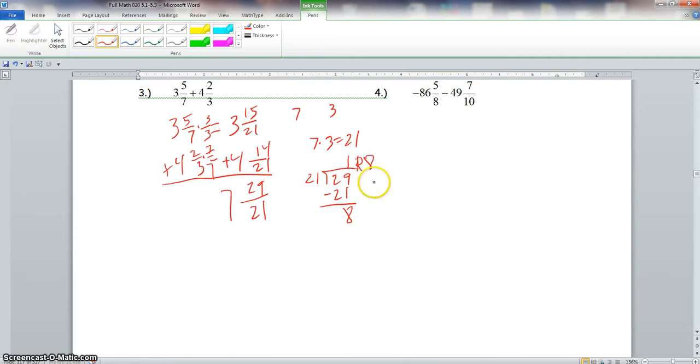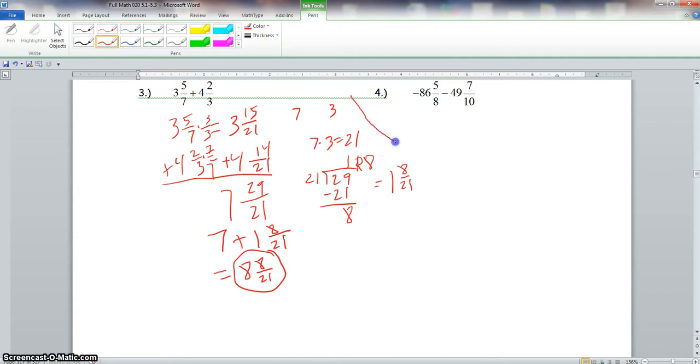So our mixed number here would be 1 and 8 over 21. Now, actually, this is what happens. This becomes this here. And all we have to do here is add the integers together. 7 plus 1 is 8, and we'll bring down our fractions. So it's 8 and 8 over 21.